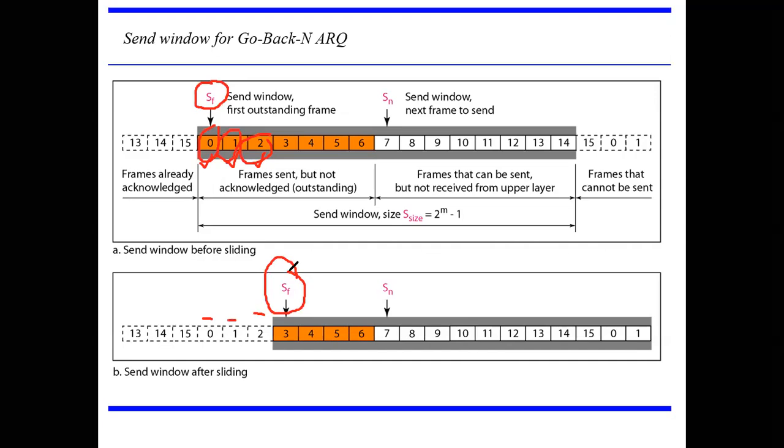Since you got the acknowledgement for only 3 frames, 0, 1, 2, it is slided by 3 positions only. Suppose you got the acknowledgement for 0, 1, 2, 3, 4, 5, 6, all these frames, this SF would have been pointing at this point. So this would have become your SF. Hope you got it. This is called a sender sliding window.